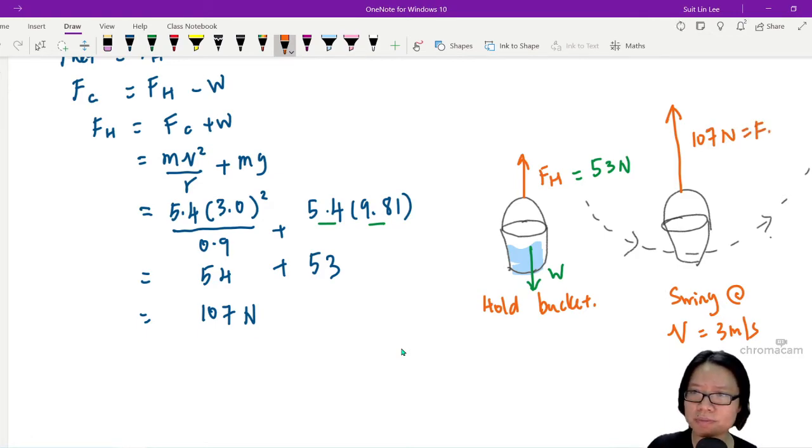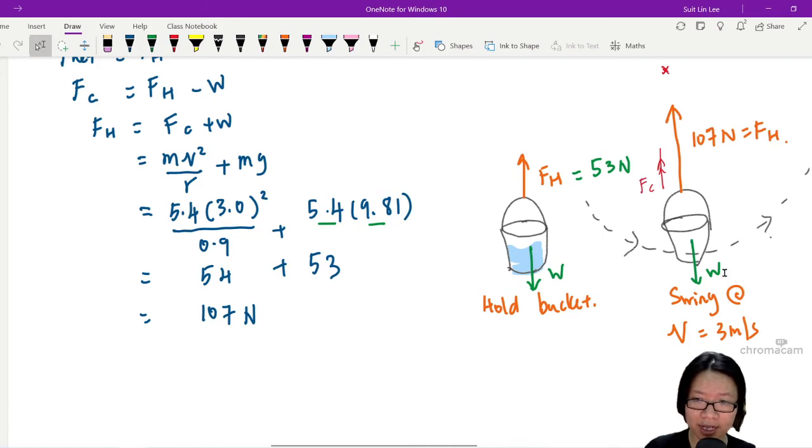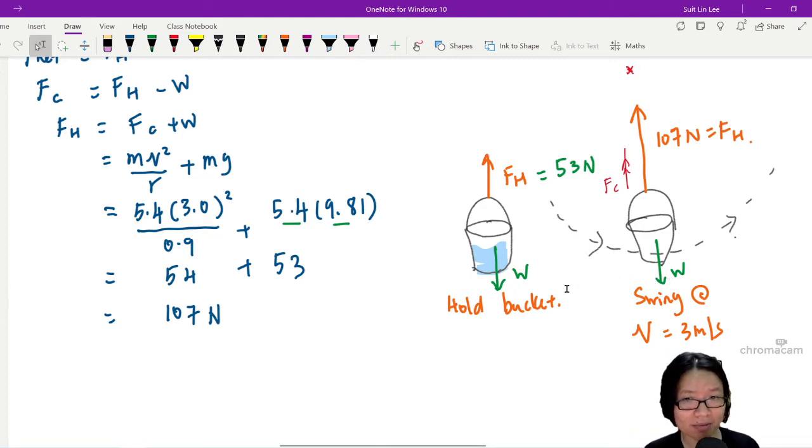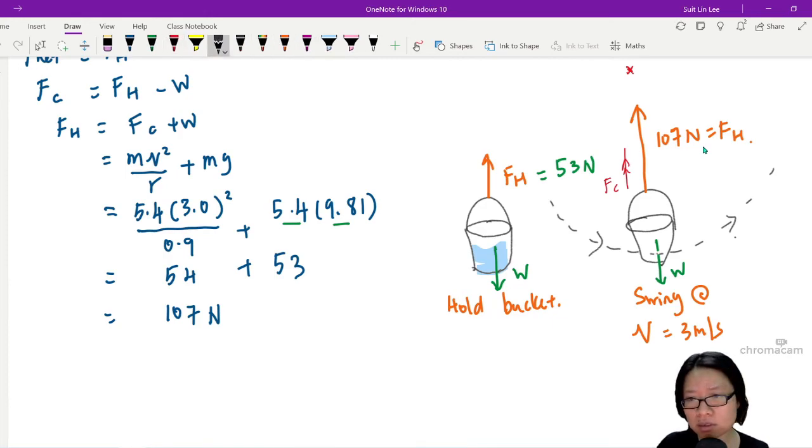This is your FH. Because the FH not only needs to support W, we need a net force. We need this force to be bigger because the center of the circle is here, such that there is a net force pointed in this direction. If this force is bigger than weight, then there will be a resultant force directed upwards towards the center of the circle. So when you hold the bucket and swing, the force on your hand is the weight of the bucket plus the necessary centripetal force, and this is the minimum force. This is your 3 meter per second when you are here. This is the minimum force.